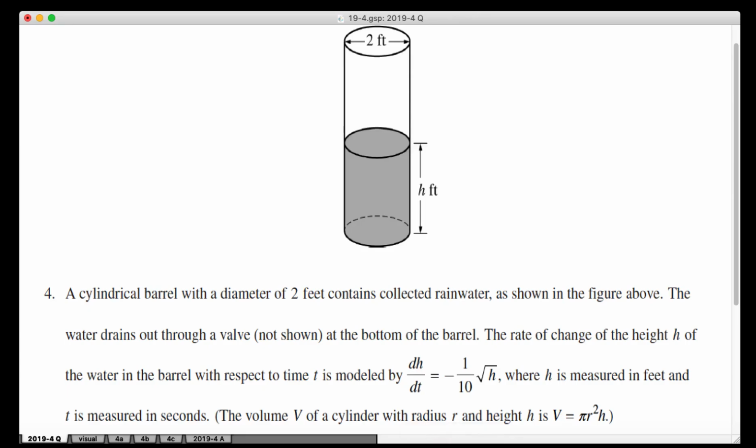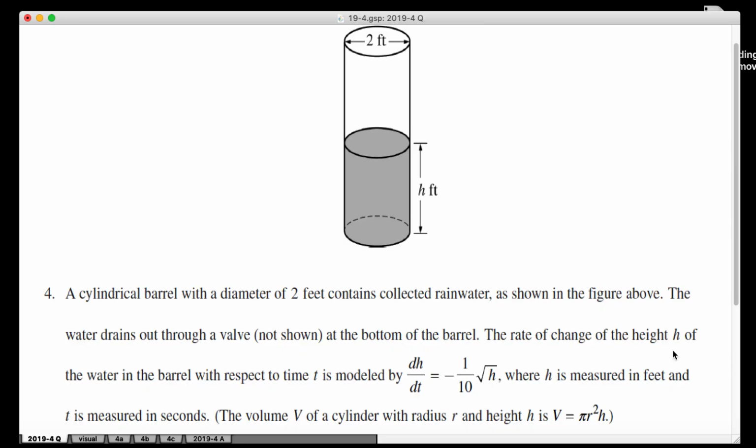Calculus AB 2019 AP exam, question number 4. The question says, a cylindrical barrel with a diameter of 2 feet contains collected rainwater, as shown in the figure above. The water drains out through a valve, not shown, at the bottom of the barrel.